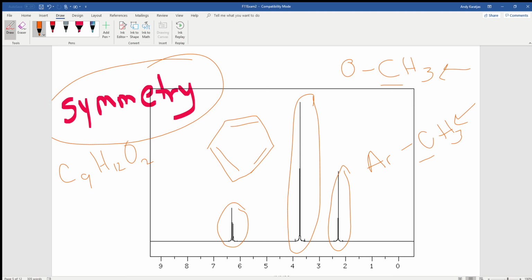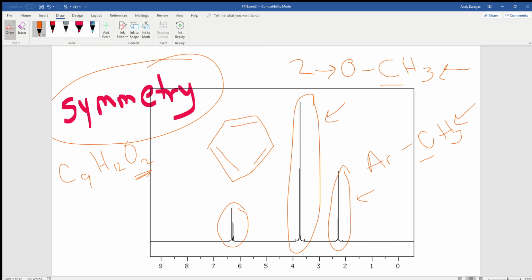Now there's 2 reasons I'm going to pick the one that I'm going to go with. And I'm going to suggest that there's 2 OCH3 groups. Why? Well, there's 2 oxygens in the molecule and we've only accounted for 1. And also, this peak is significantly larger than the one representing just the methyl attached to the aromatic ring.